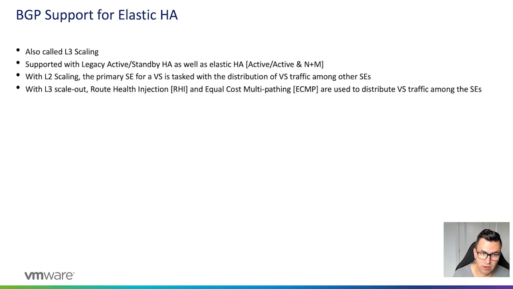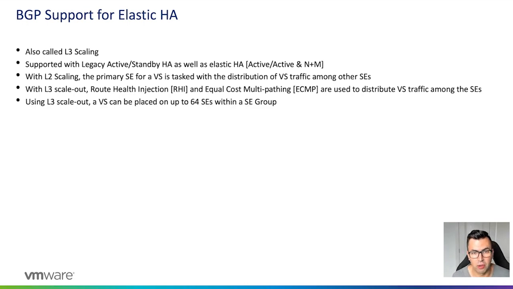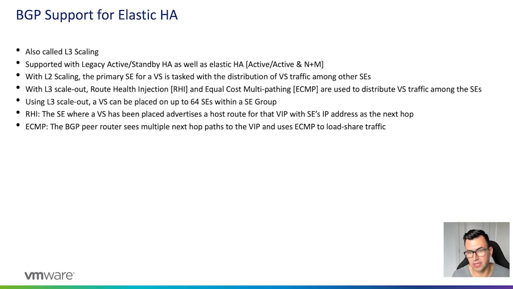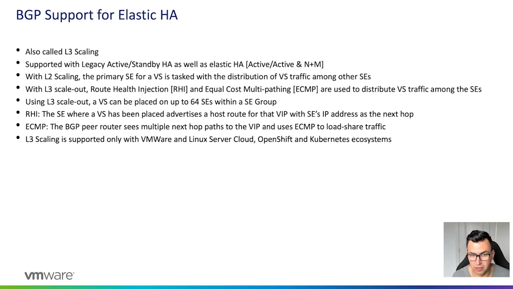With L3 scale out, we use route health injection, RHI, and equal cost multipathing, ECMP, to distribute the VS traffic among the SEs. With L3 scale out, the VSs can be placed in up to 64 service engines within an SE group, and the route will be advertised by multiple service engines, and every single service engine will send its IP as the next hop. Now, the BGP router sees multiple hops, and then it uses ECMP to load share the traffic. L3, again, is supported only with VMware and Linux Server Cloud, OpenShift, and Kubernetes ecosystems. The other integrations, public cloud, especially the networking configuration, is different, and therefore it's only supported for these environments.